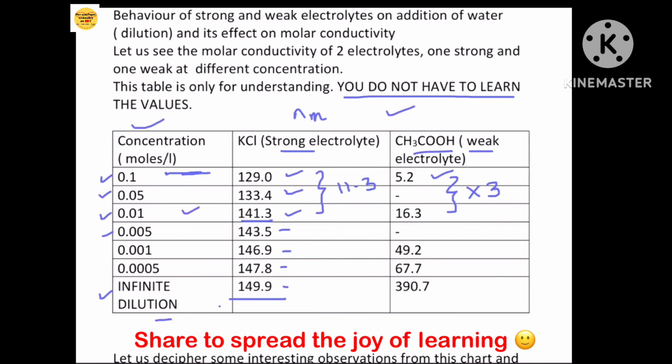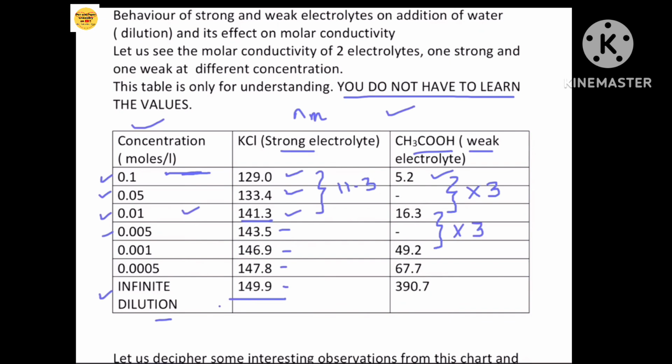Come to acetic acid. Now here what happens is at every stage, if you notice, there is almost 3 times increase in the molar conductivity of acetic acid. And there is a very large increase when we change from 0.0005 or 5 into 10 to the power minus 4 moles per liter to infinite dilution. That means there's a very high increase. These points, let us tabulate them. This is just to show you how we can make interpretations from the mathematical data which we obtain by experiments.